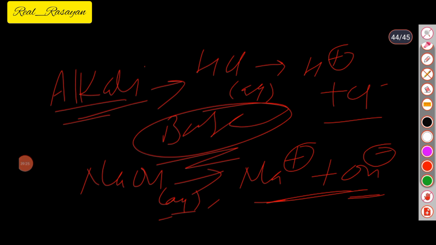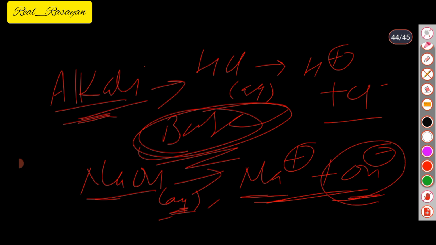Now what is an alkali? Alkali is the aqueous solution of a base. Suppose NaOH is a base; in aqueous solution you will get Na positive and OH negative. Any substance that furnishes OH negative ions is a base, so there is ionization of the base. In the same way, HCl, hydrochloric acid, furnishes H plus ions along with chloride ions. So this will be the ionization of acid and base.